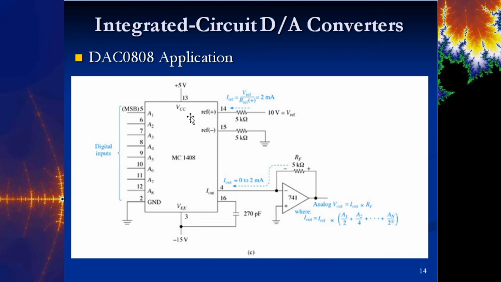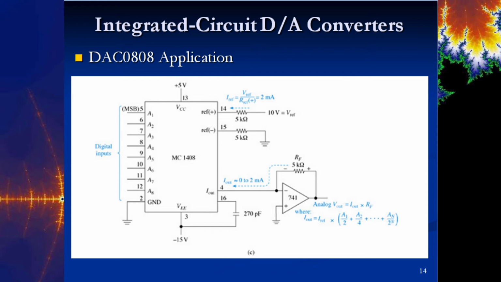If you're going to use one of these, it does have to have a reference current. This one is for 8 bits, and it's scaled from 0 to 10 volts. 2 milliamps is the reference current, and we get that from the 10 volt reference voltage and the 5k ohm resistor. 10 volts divided by 5k is how we get the 2 milliamps. So that 2 milliamps is the full scale output of these digital inputs, A8 through A1.